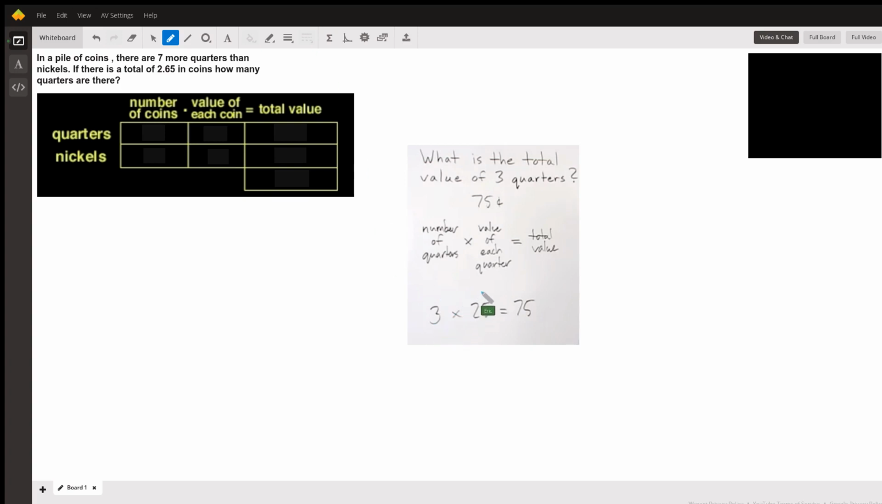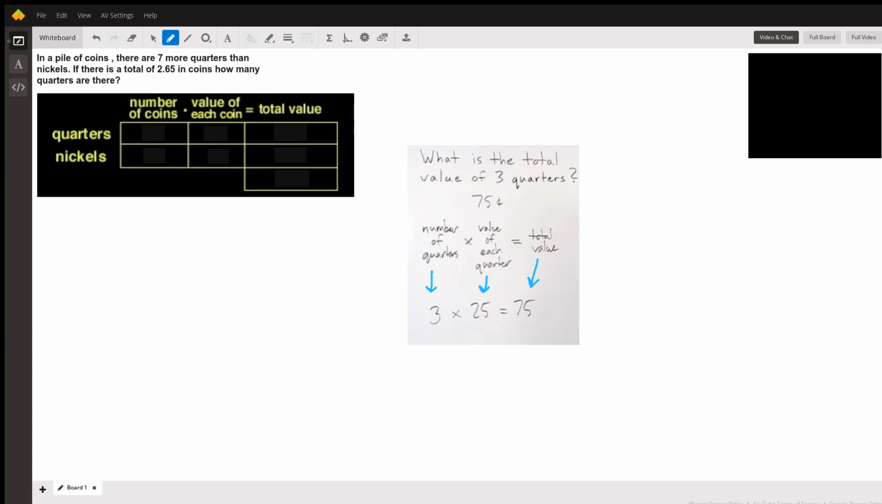Take a look at the work at the bottom right here. What you can see, I just circled. 3 times 25 equals 75. The 3 represents our number of quarters. The 25 represents the value of each quarter. And the 75 represents our total value, or 75 cents. So that's the way we're going to be solving the problem we have here.